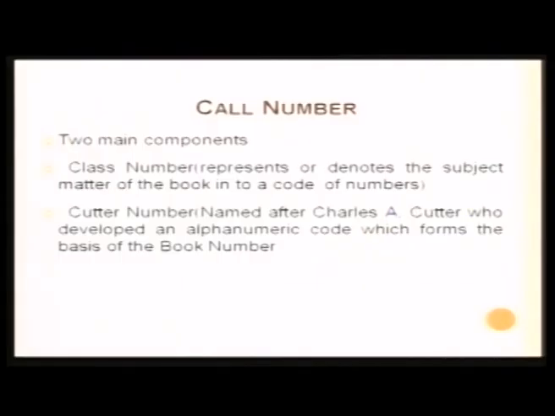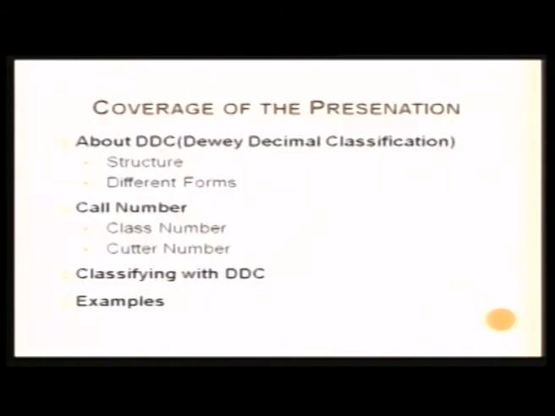Then call number. As we have seen in the picture, all the books were well stacked and they had labels on their spines, as you can see over here in the picture. These labels have call numbers written on them, and books have been arranged according to the call numbers which these labels bear. So now we will focus on what this call number is and what its various components are.